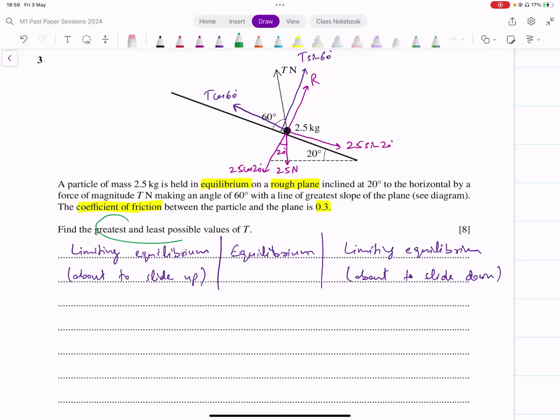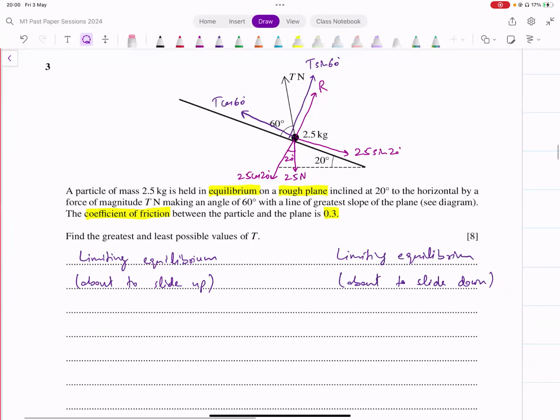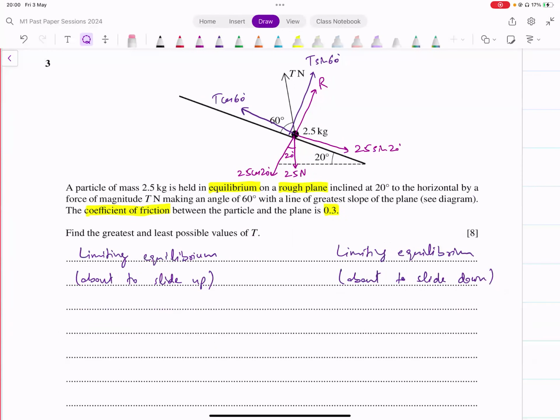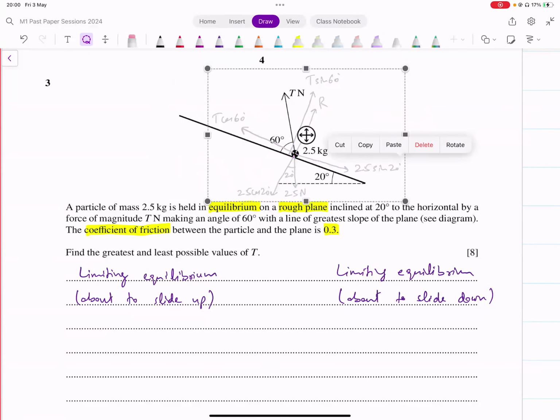Since we are looking for the greatest and least possible values of tension, we consider those two extreme cases so that we have the two extreme values of T, the least value of T and the greatest value of T. We consider these two extreme cases: the particle is in limiting equilibrium just about to move up the plane, or in limiting equilibrium just about to move down the plane. One of them is going to give us the greatest possible value of T and the other the least possible value of T. Now, how do you consider these two cases? Let's consider the first one first of all.